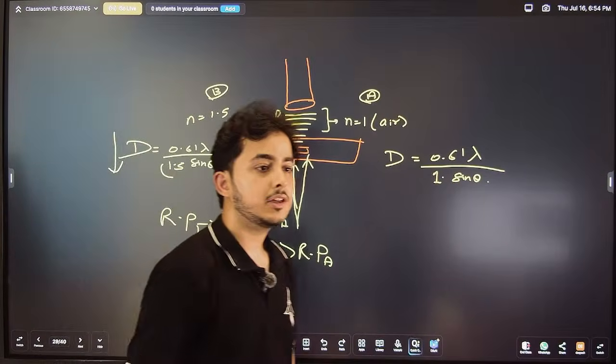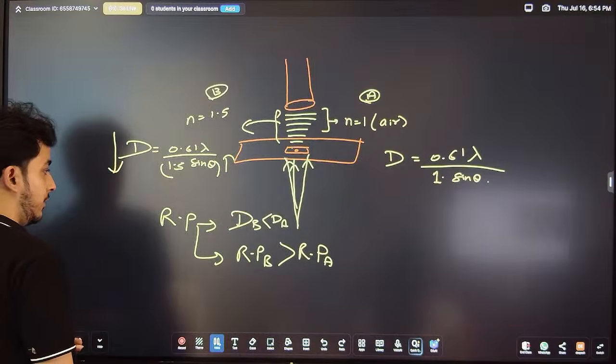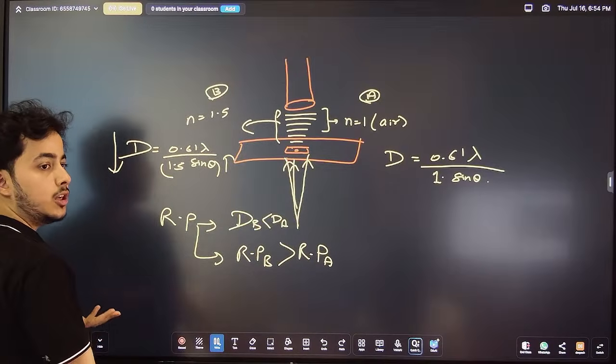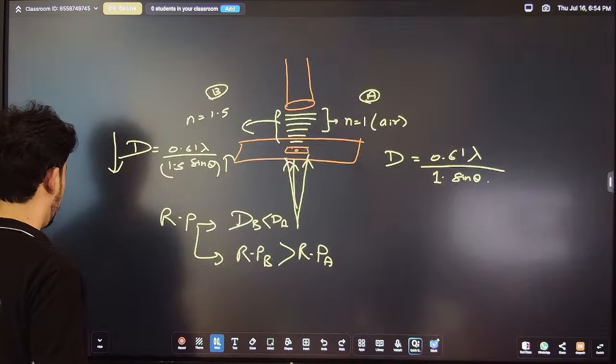So I hope this is clear to everyone. So why are we using the oil? Because if we use the oil, we are decreasing the limit of resolution and increasing the resolving power, right?